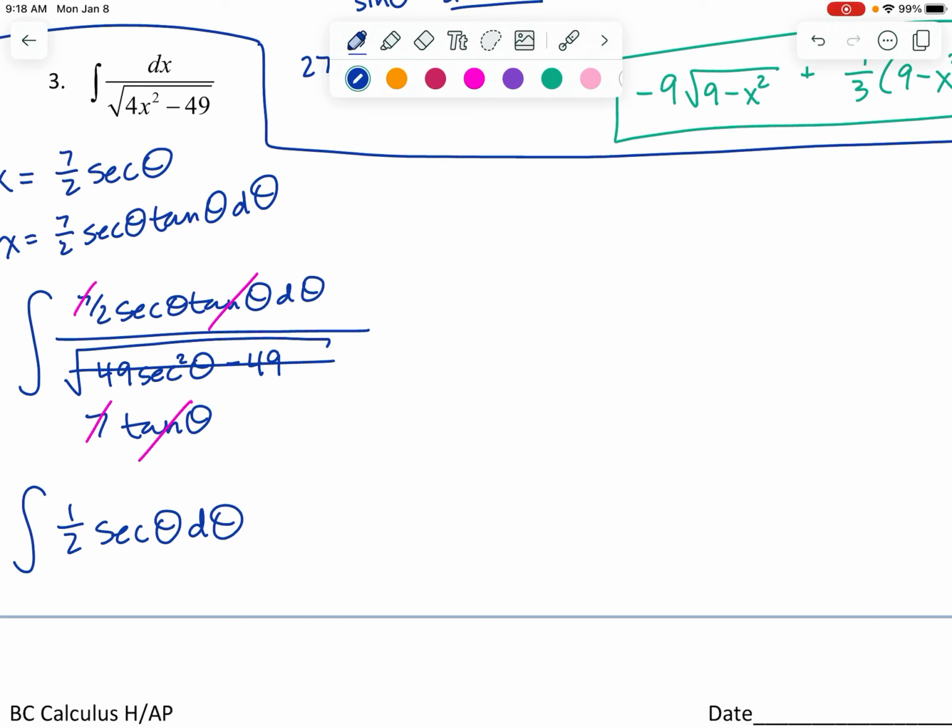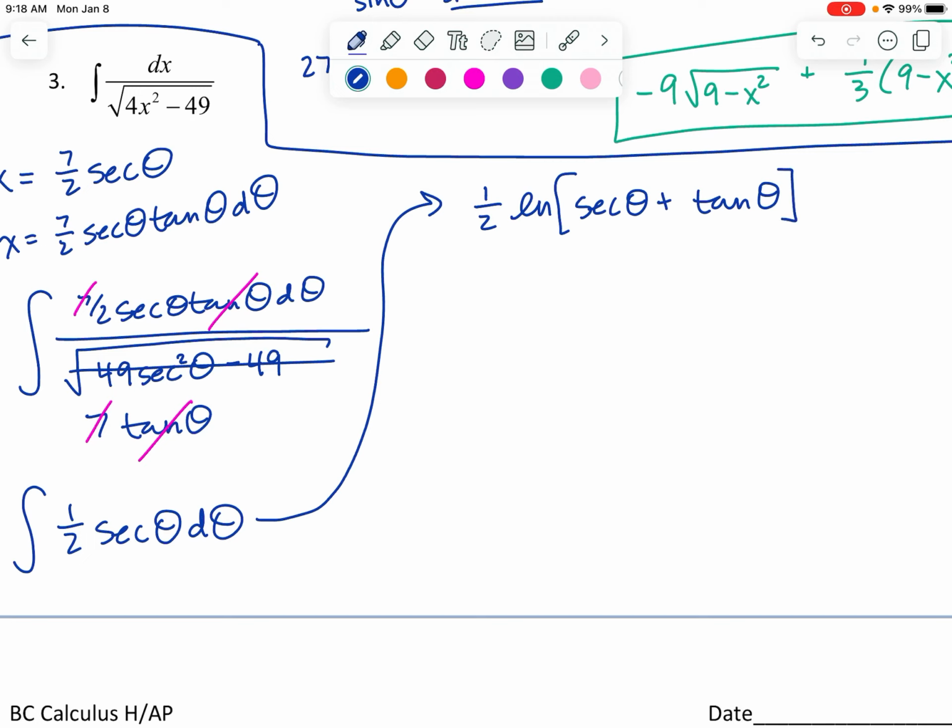If I just ask secant as is, then of course show me the trick. But if you remember it, this one is of course 1/2 ln of secant theta plus tan theta. And now I've got to go and figure out what secant and tangent are. So I'm going to go draw myself a little first quadrant triangle and figure out what's what.